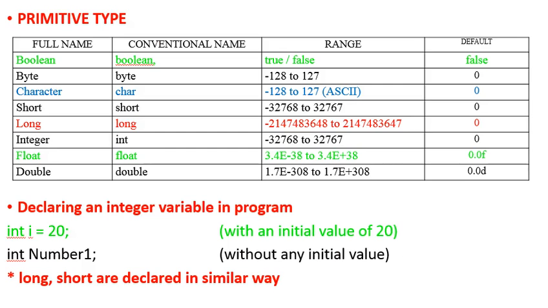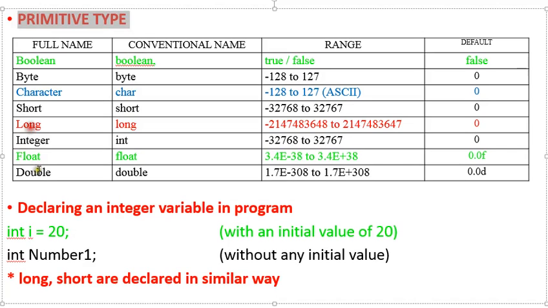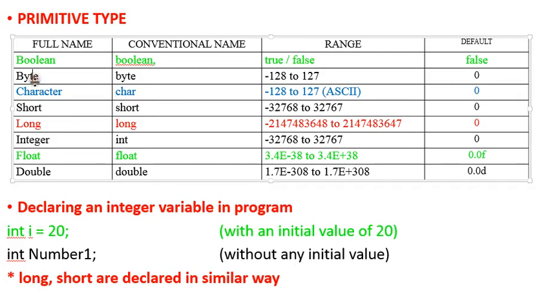The primitive types are the types that are generally known and nothing can be added to them. They are all known and they are generally 8. We have what we call a boolean, we have byte, character, short, long, integer, float and double. These 8 are what we call the primitive types and nothing more, nothing less.